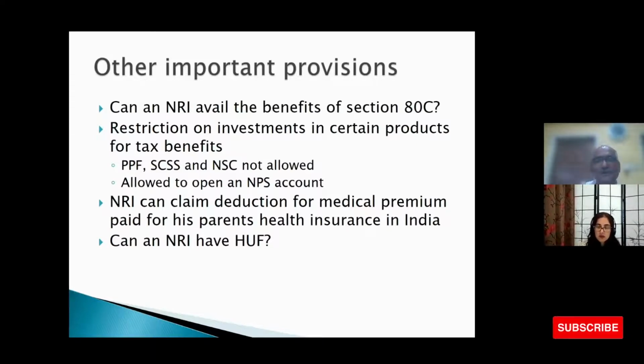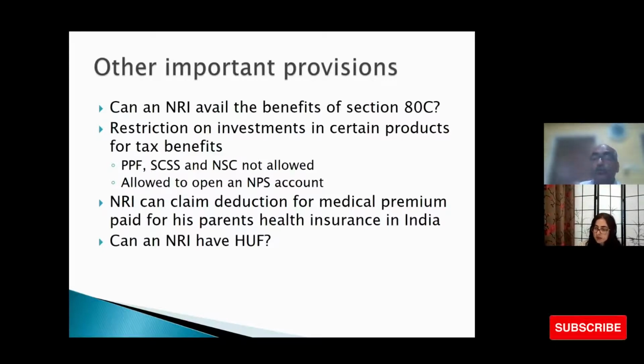So based on the performance of a particular fund manager, you can leave or join them. And once an NRI opens this NPS account or invests in this scheme, they have to make an annual contribution into that scheme until maturity, which is at 60 years of age. That is a minimum of 1,000.